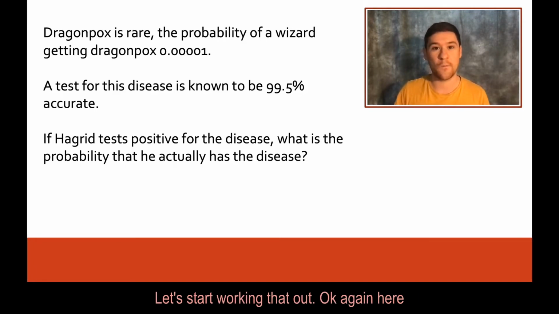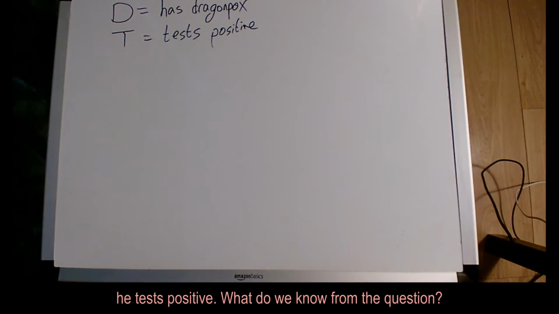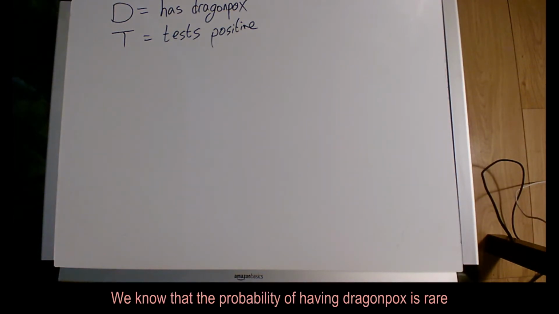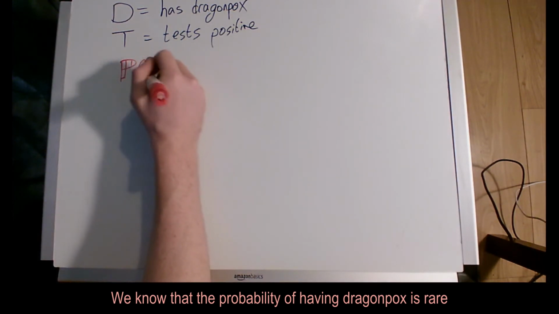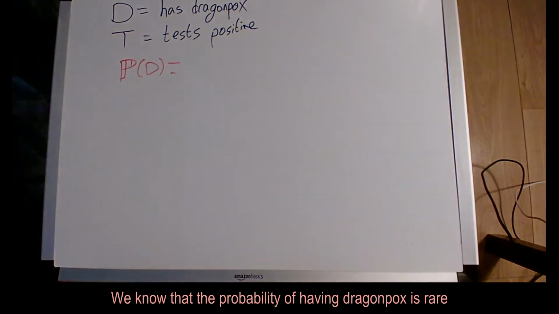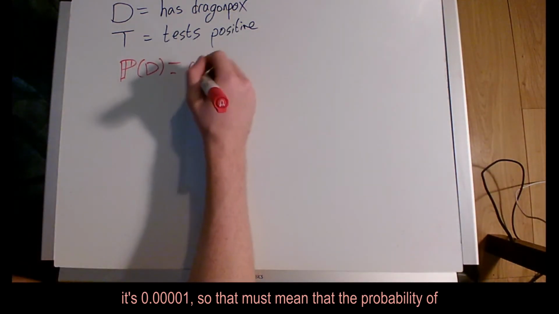Let's start working that out. Okay, again here we have two events. D, the event that Hagrid has dragonpox, and T, the event he tests positive. What do we know from the question? We know that the probability of having dragonpox is rare. It's 0.00001.